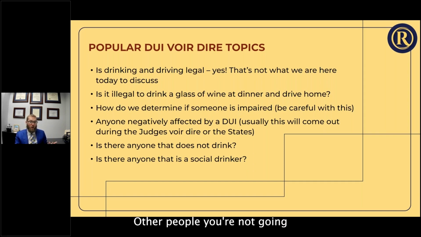Other people you're not going to want typically are people that don't drink. It depends on what your trial strategy is going to be, but you want to know who's a drinker and who's a social drinker. You want to know these answers so that way you can decide who's the best juror for your panel.